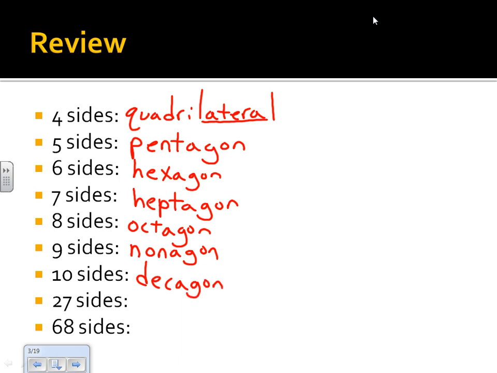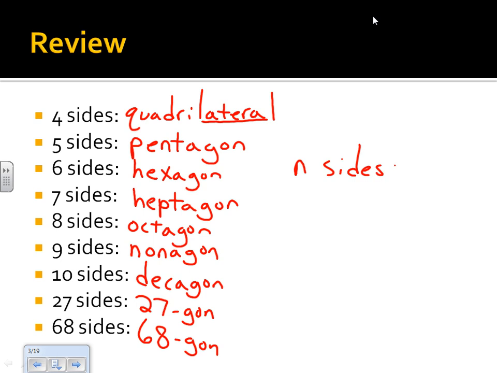Now 27, we have a little skip here. Is there actually something? No, well, there might be, but not that I know of. So once it gets over 10, we switch and we'll just call this a 27-gon. So you can answer me the next one. If it has 68 sides, what do we call it? 68-gon.